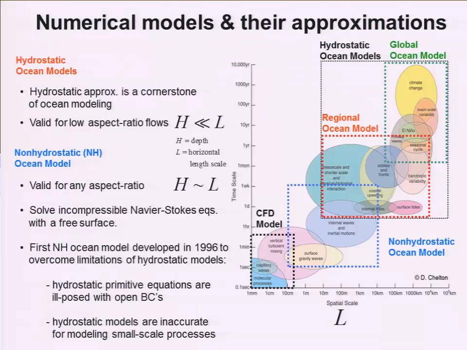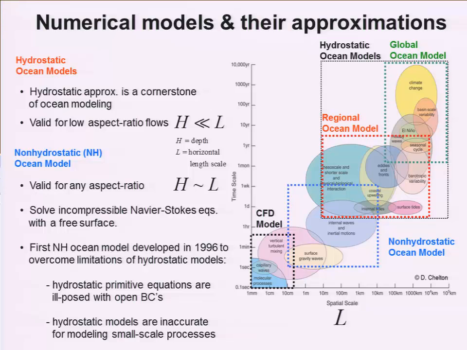However, for smaller scale processes that have flow aspect ratios where the depth is on the order of horizontal length scales, we need non-hydrostatic models. And these are the processes that we model with non-hydrostatic models. On the very small scale end, we have the typical CFD models. And the difference between CFD models and ocean models is basically that we have a free surface.